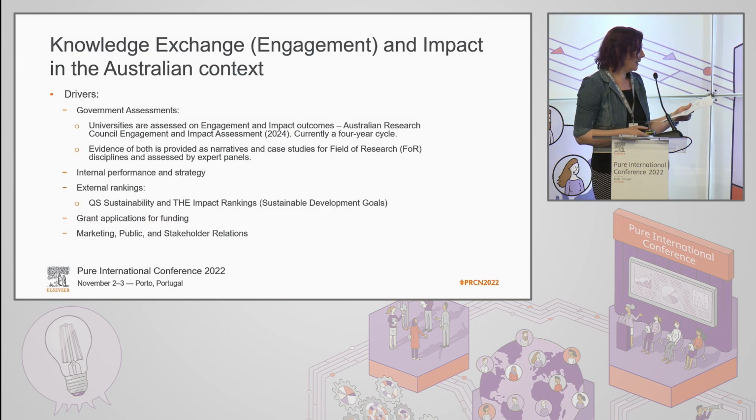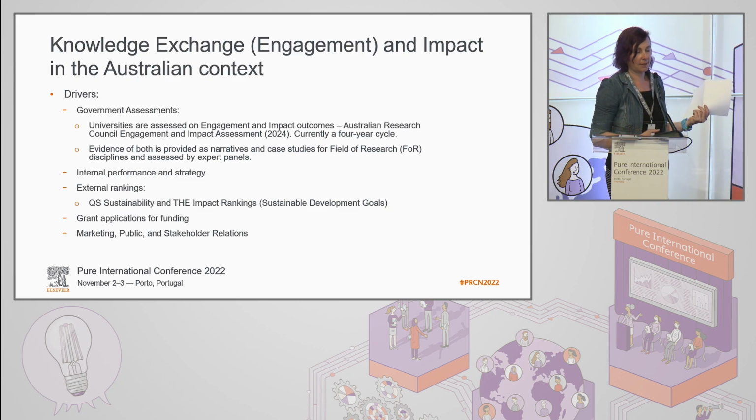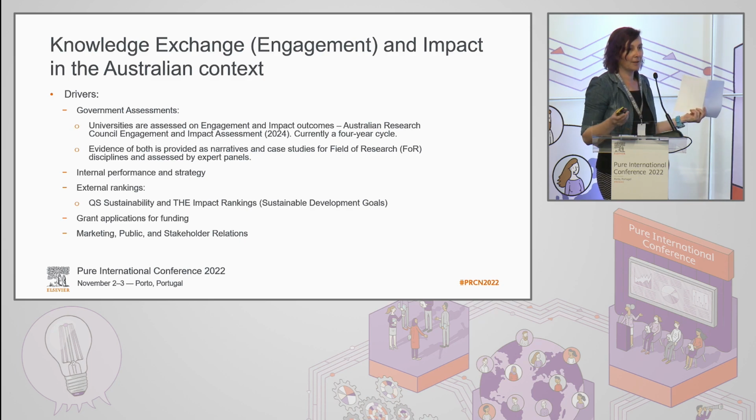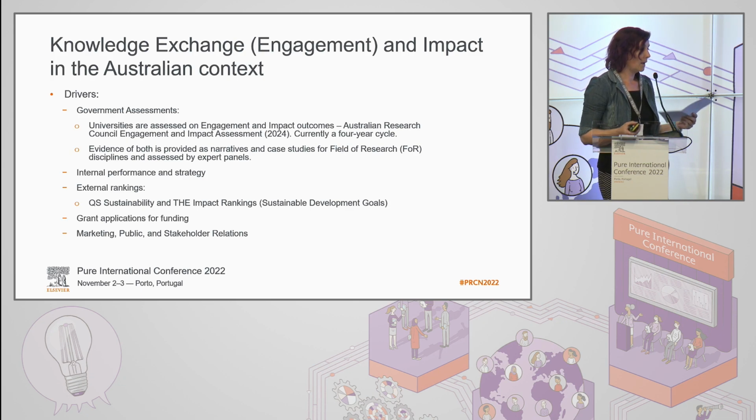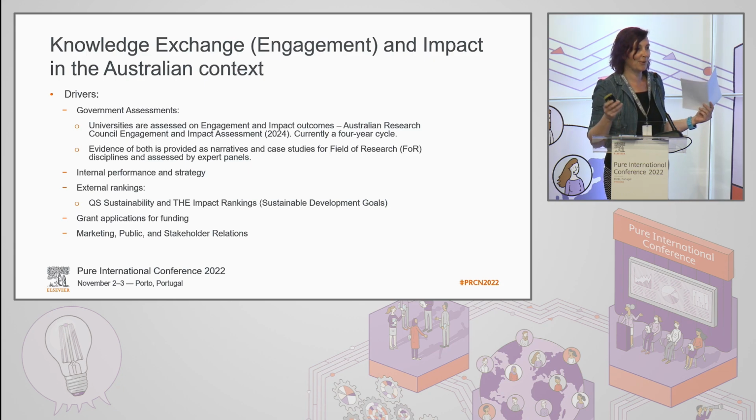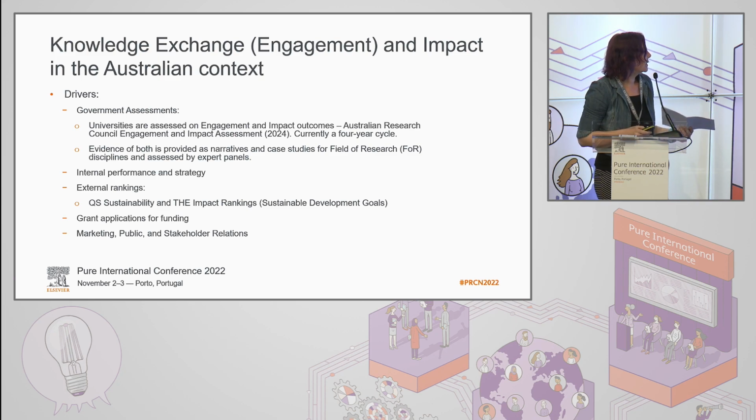So, in the Australian context, knowledge exchange is actually referred to as engagement. So terminology is one thing already. The key drivers pushing universities to evaluate their engagement and impact activities are, first, government assessments. In Australia we have the equivalent of the UK's REF, which is the engagement and impact assessment, currently planned for 2024, but judging by what happened with ERA, who knows? One of the challenges is that, as Dale has noted, evidence of both of these things is provided as narratives and case studies for a field of research and assessed by expert panels. But in terms of what's actually supplied, the goalposts do move a bit because we are in the infancy of measuring engagement and impact in Australia.